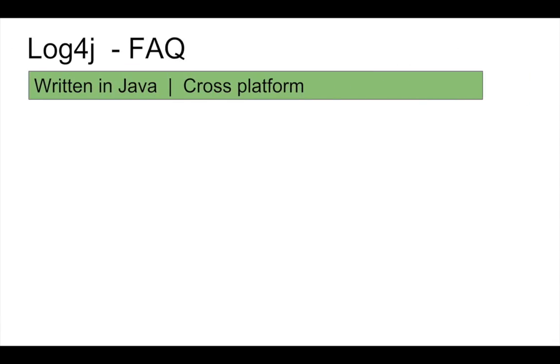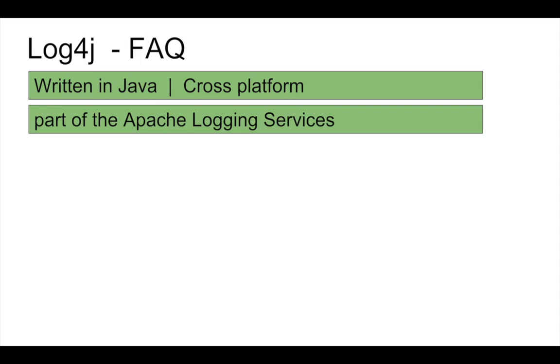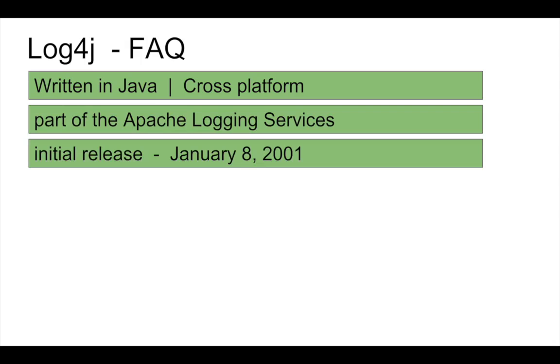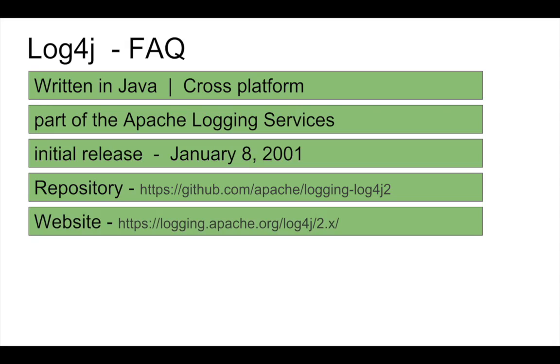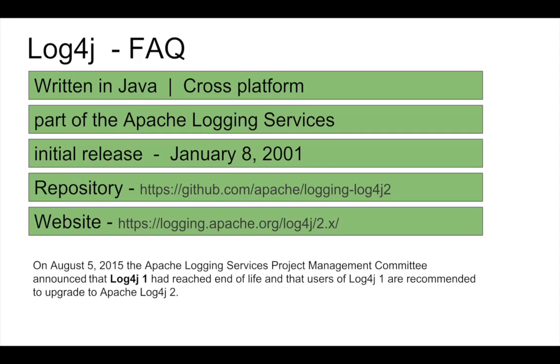And there are some FAQs. Again, this will be very useful in interview questions and also useful for basic knowledge. Log4j is written in Java, so it is cross-platform. It is a part of Apache Logging Services, which is a part of the Apache Foundation. So it is open source, and it was initially released in January 2001. This is the official repository link on GitHub. I will provide this in the description or notes section as well. And this is the website that we have already seen. And as I have already discussed, Log4j1 is now no longer used and we have to upgrade to Log4j2. In case you are still using Log4j1, then please upgrade to Log4j2.